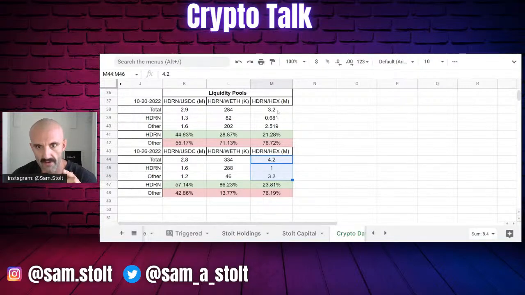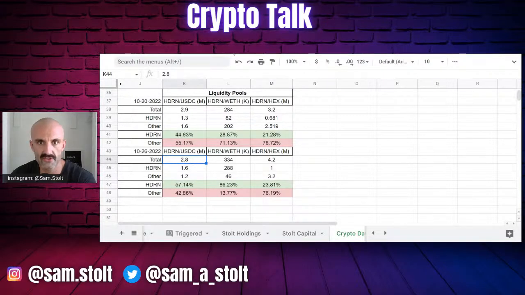Check this out. 21% of the total pool was in Hedron, and now there's 23%, but the pool size has drastically increased, right? By 1 million. So when you see a drastic increase in a week, 25% in a week is pretty drastic. When you take a look at these other pools, these ones are a little bit different. In these pools, there's more Hedron on the marketplace. Take a look at this. So in the USDC pair, we have 2.8 million of liquidity.